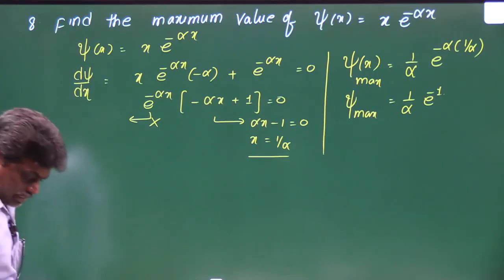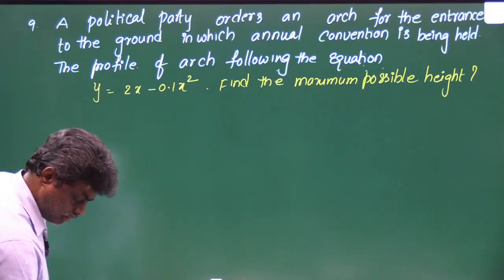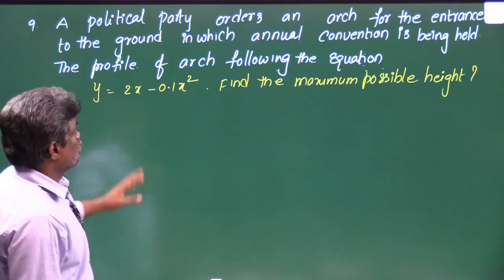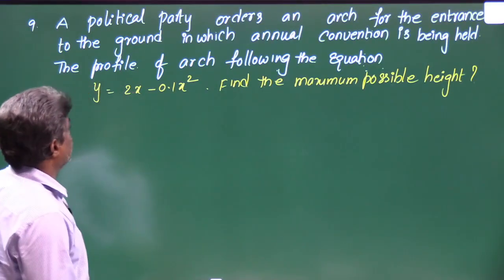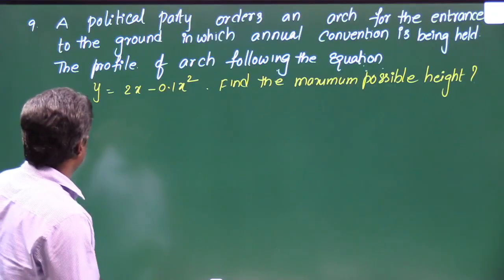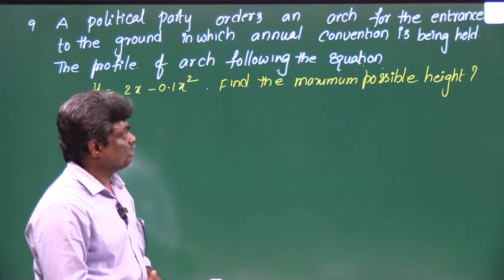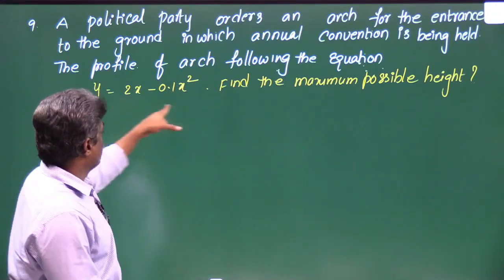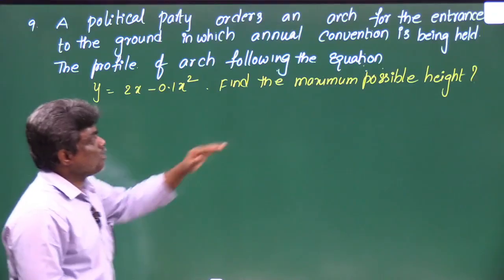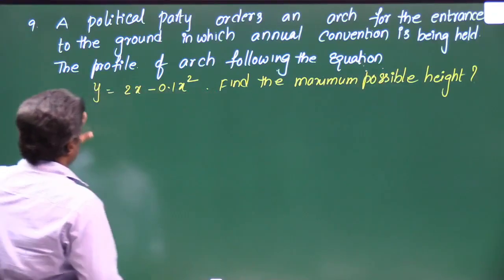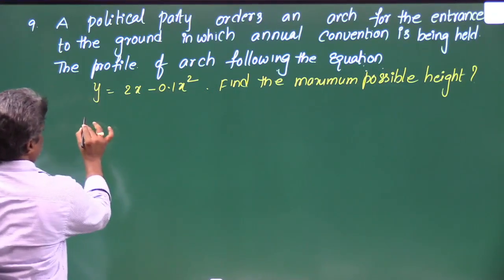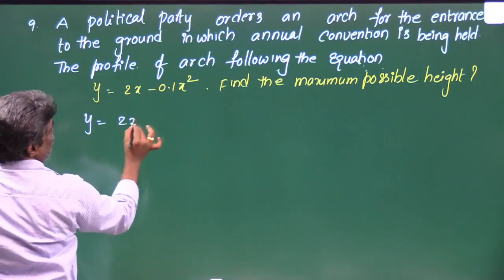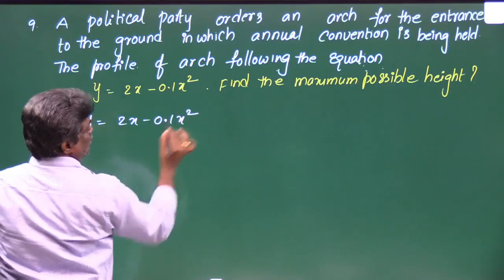Okay. So next. I hope this is completed, and go to the next question. So here a problem is given. A political party orders an arch for the entrance to the ground in which an annual convention is being held. The profile of the arch follows this equation, and they are asking what is the maximum possible height. So here the height equation is given, so first take that equation, that is y equal to 2x minus 0.1 x square.